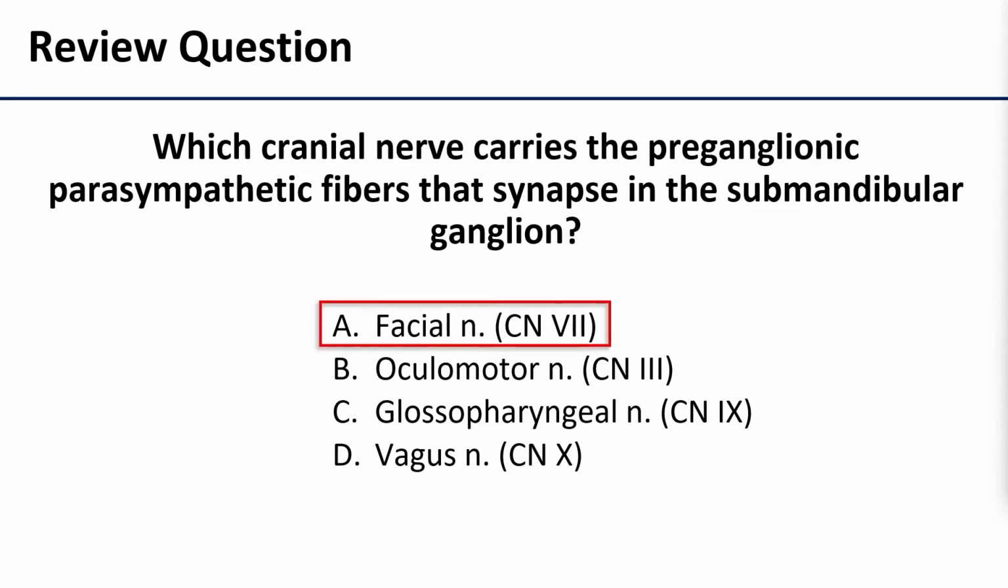All right, the correct answer here was A, the facial nerve. And the facial nerve is the one that has two ganglia associated with it, both the submandibular and the pterygopalatine. So if you have not started associating these in your studies yet, it's a very good way to proceed.